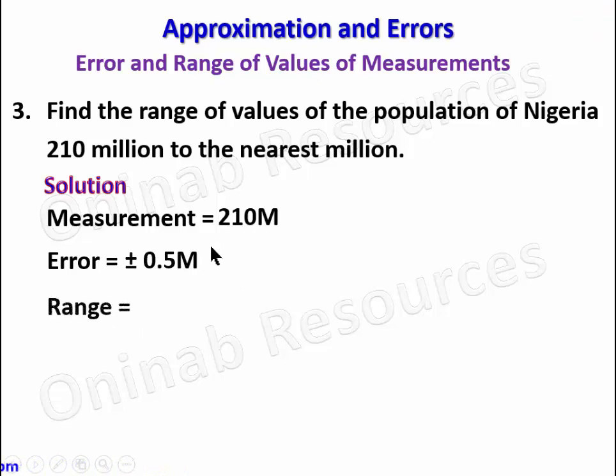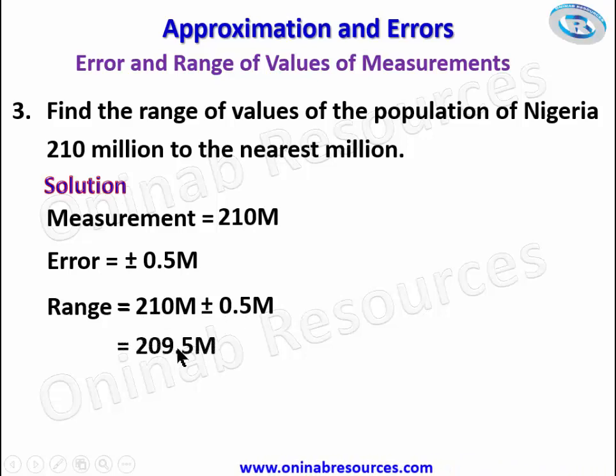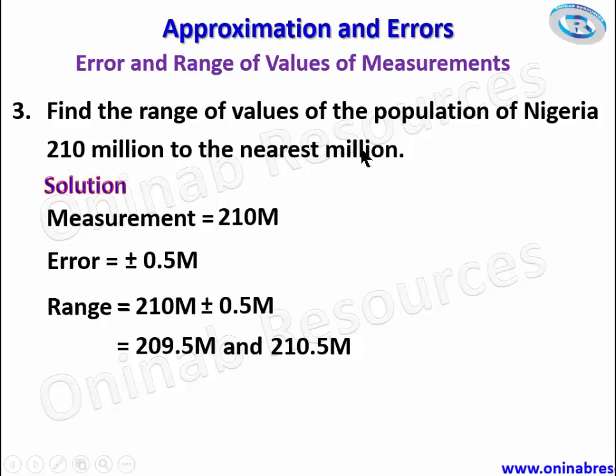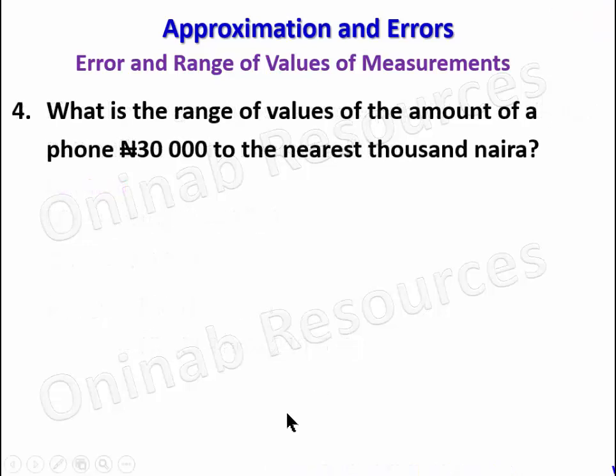So that the range of values of measurement now will be 210 million plus or minus 0.5 million, and 210 minus 0.5 gives 209.5 million, and 210 plus 0.5 million will give us 210.5 million, which gives the range of values of the approximated population of Nigeria to the nearest million. So we go to problem 4.